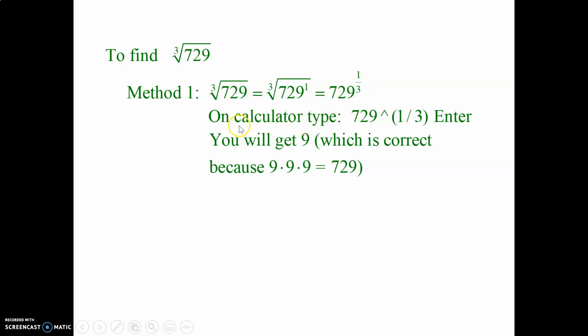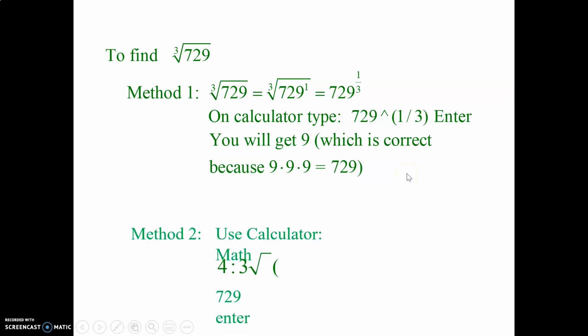Once you know that, on your calculator you can type 729 raised to a power of, and then put in parentheses 1 divided by 3 and press enter. You should get 9, and that's correct because 9 times 9 times 9 is 729.